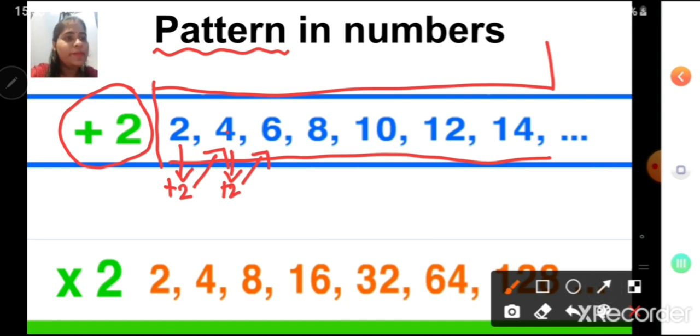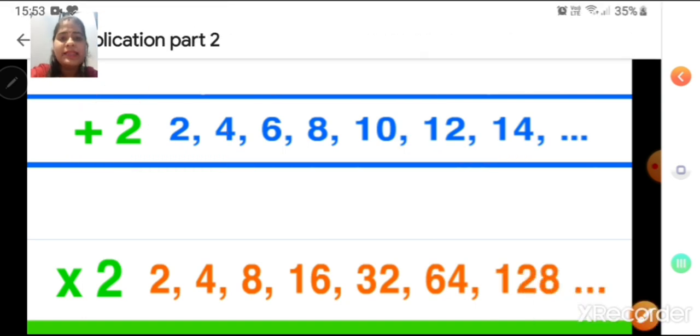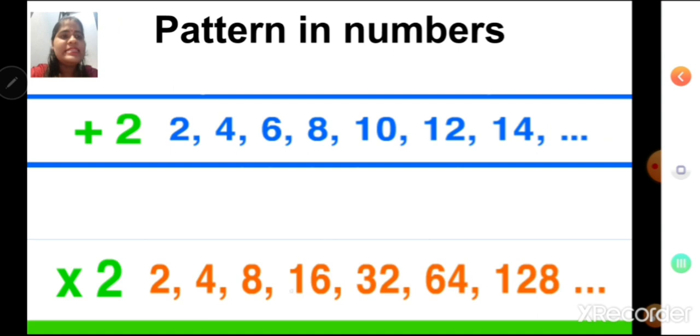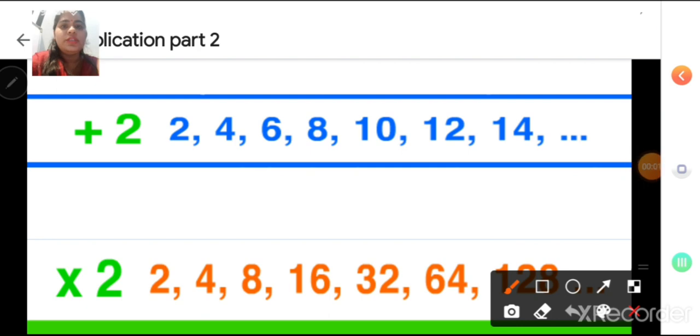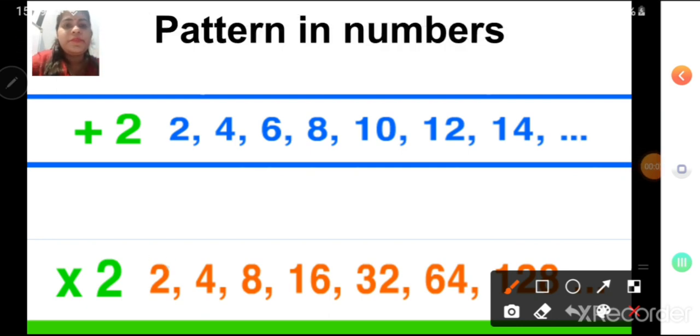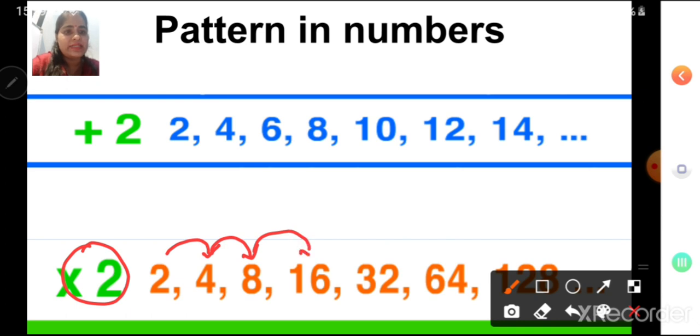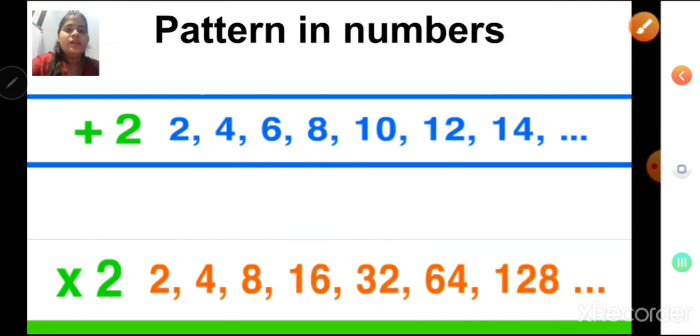The same way, you can see a pattern in these numbers also, where the pattern is multiplied by 2. So children, as you can see, 2 multiplied by 2 is 4. Now 4 again multiplied by 2 is 8. 8 multiplied by 2 will be 16. Then 16 multiplied by 2 is 32 and so on. So like this we can see a pattern in numbers.